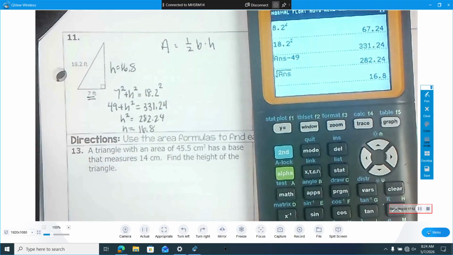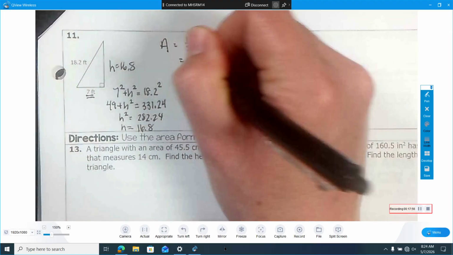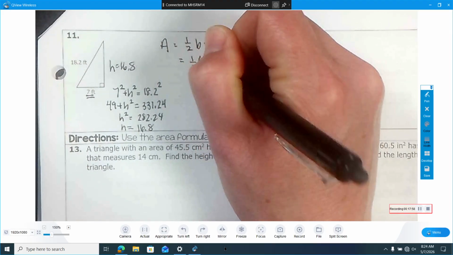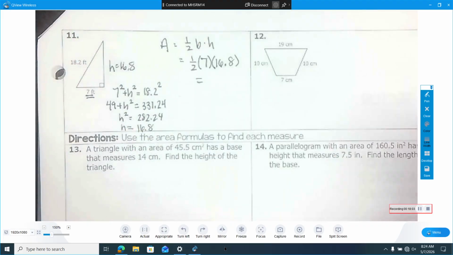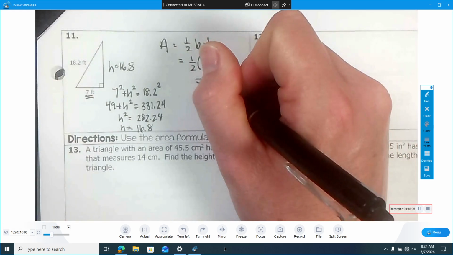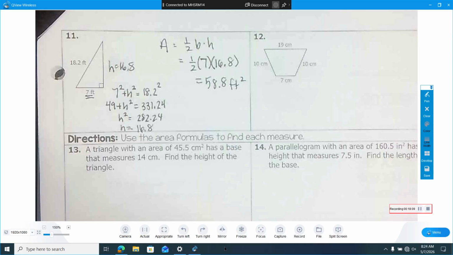So we had to use Pythagorean theorem. That's really good. And then we can plug in our numbers. 1/2, our base of 7, and our height of 16.8. And that would be 58.8 feet squared.